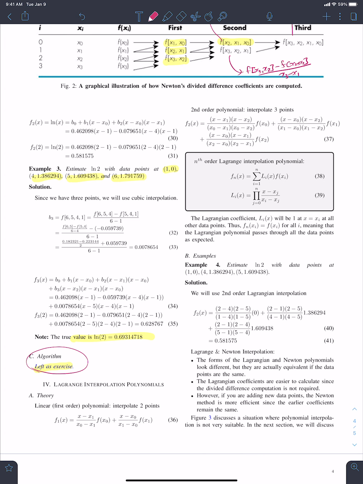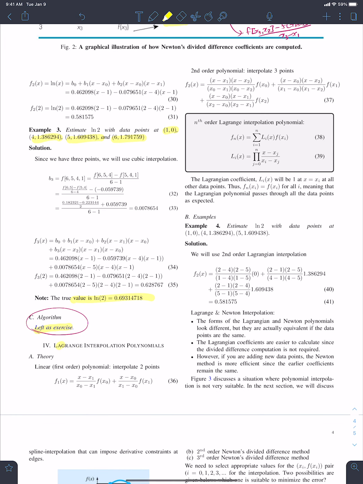Next, we have the Lagrange interpolation polynomial. Here there's not really theory. The formula is given, but it tells how it works. The first order interpolation formula is (x minus x1) divided by (x0 minus x1) times f(x0), plus (x minus x0) divided by (x1 minus x0) times f(x1). That's the first order formula.